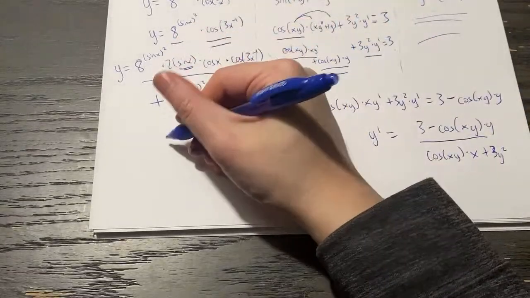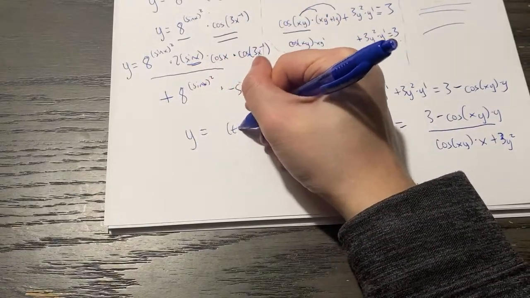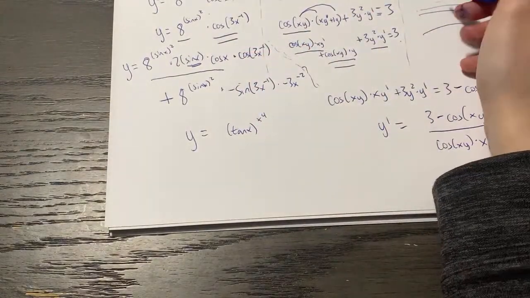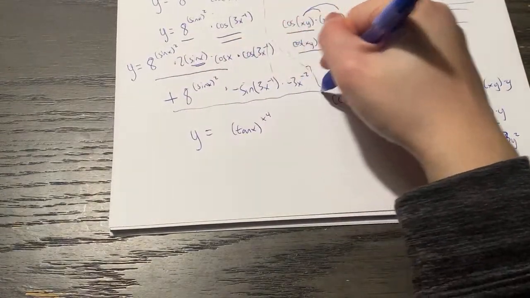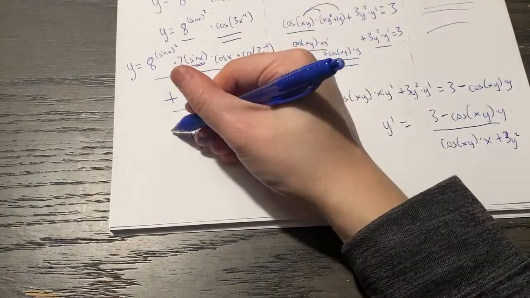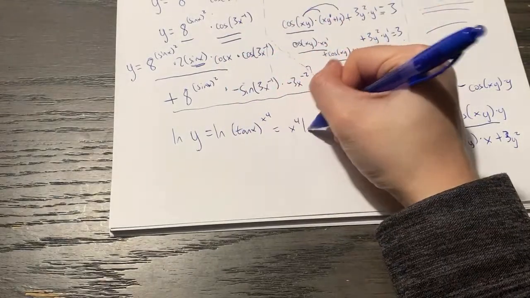But let's do it then. So let's write y is equal to tan of x to the 4th. Obviously I don't have enough room here, so I'm going to write it right here. I notice it's log diff because I have x in the base and the exponent. I'm going to take an ln of both sides. The reason why I do this is I can drop the power to the front.